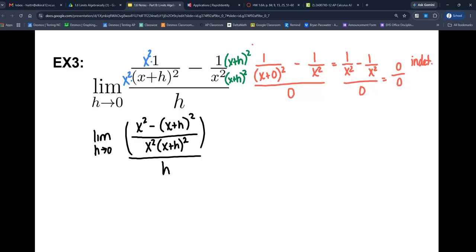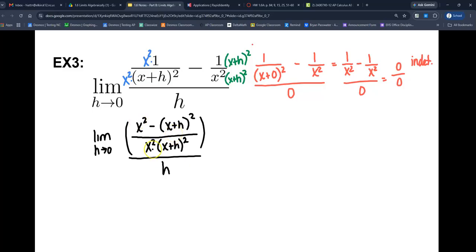Can I cancel the x plus h squares now? Got one on top, one on bottom. I cannot. Why not? This minus sign right here. So if you're wanting to cross it out, and notice that what's left is separated out by a minus sign, then that tells you can't do it, right? Or a plus sign. So I can't cancel these.